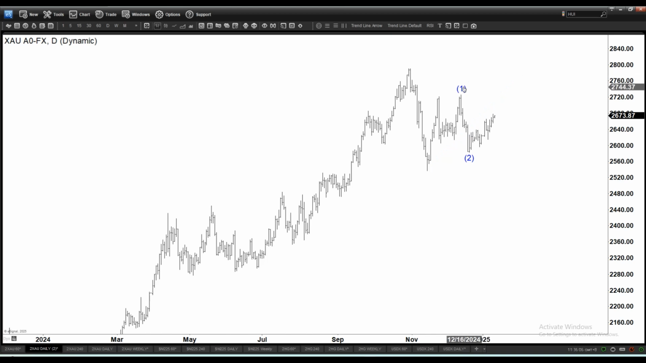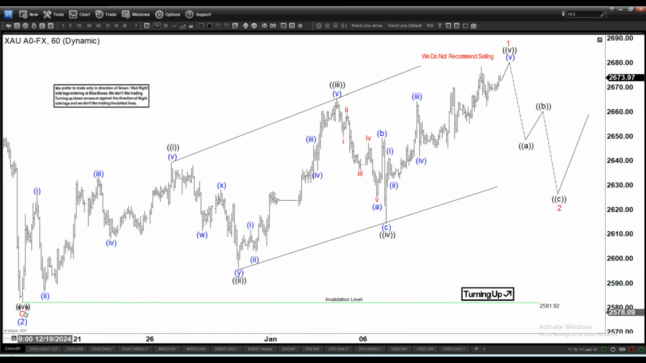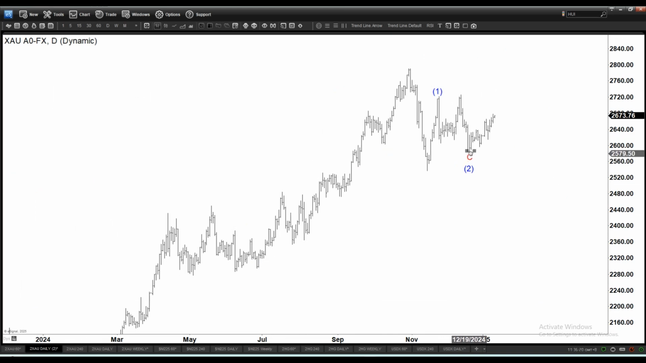But I think for now, if you want to call it this way, one way to do it is calling this an expanded flat, ABC. And that's precisely what we are calling this C here. That's a C here, right? So that means that's your B, and that's your A. So it is an expanded flat. That's one way to do it. Now, if you are calling it this way, then obviously, eventually it's going to make a new all-time high again, break above 2790, right? But for this view to be validated, technically the metal itself needs to break above the previous peak to validate the view.